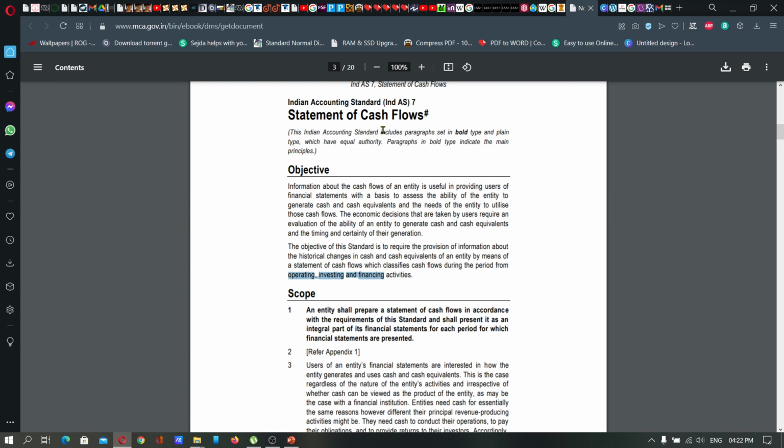And the statement of cash flows is otherwise known as the cash flow statement. You will learn about this cash flow statement in the higher semester. Usually in the final year accounting, you will learn in detail what is meant by cash flow statement, why it is prepared, and that the statement of cash flows deals with the inflow and outflow of cash after studying operating, investing and financing activity. It is a very important standard, remember it. So Ind AS 7 deals with statement of cash flows.